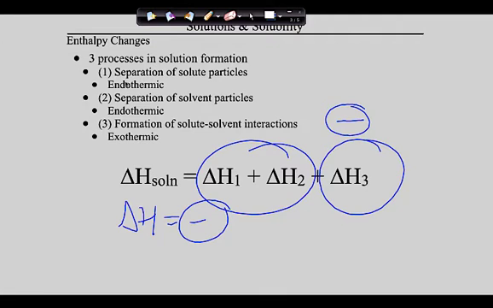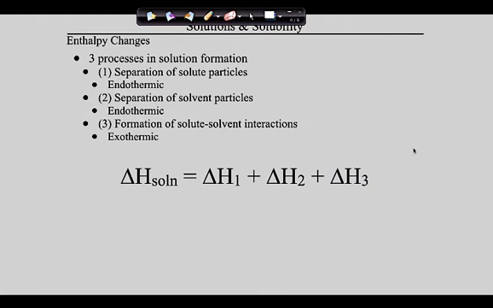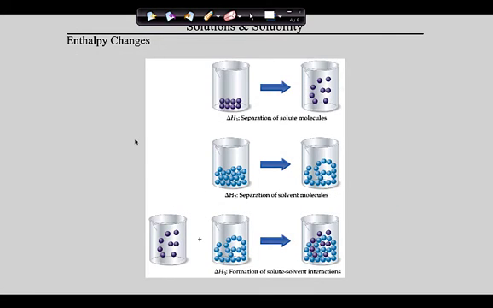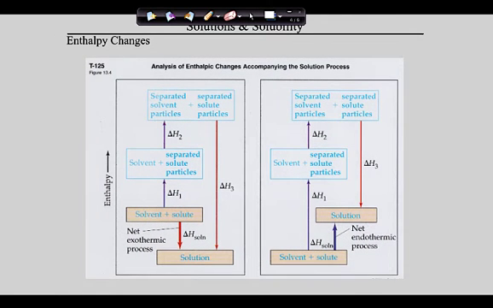So guys, with that said, what I'd really like to do is show this to you graphically. So here's what we're saying. Process number 1, separate the solute. Process number 2, separate the solvent, although, as Matt pointed out, not completely. Process number 3, let them reorganize. And guys, the energy diagram for that actually looks like this. Do you see it?